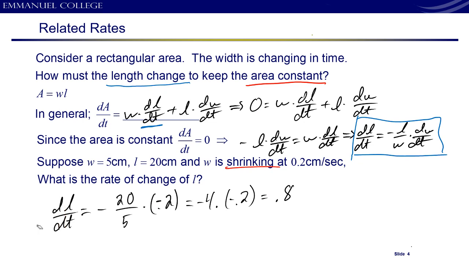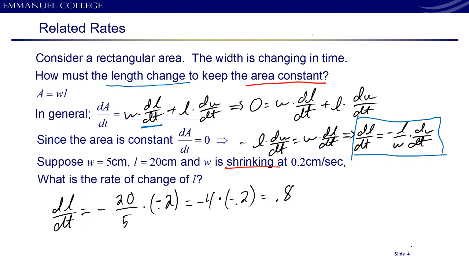Let me make the multiplication sign not look like it's negative 4 point negative 0.2. There we go. So that gives you an idea of how the related rates work together in this particular problem.